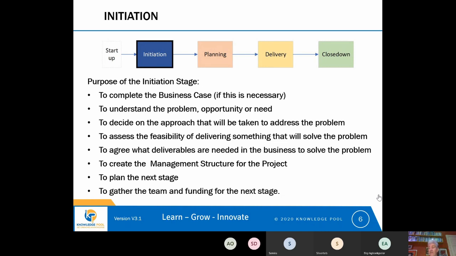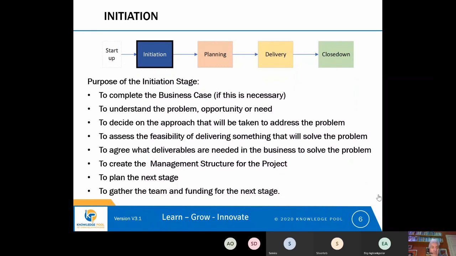Now, the feasibility may need a study to be done, and it might result as well in us understanding more about the problem. So that process of assessing feasibility can be a very useful process in understanding the problem a bit more.